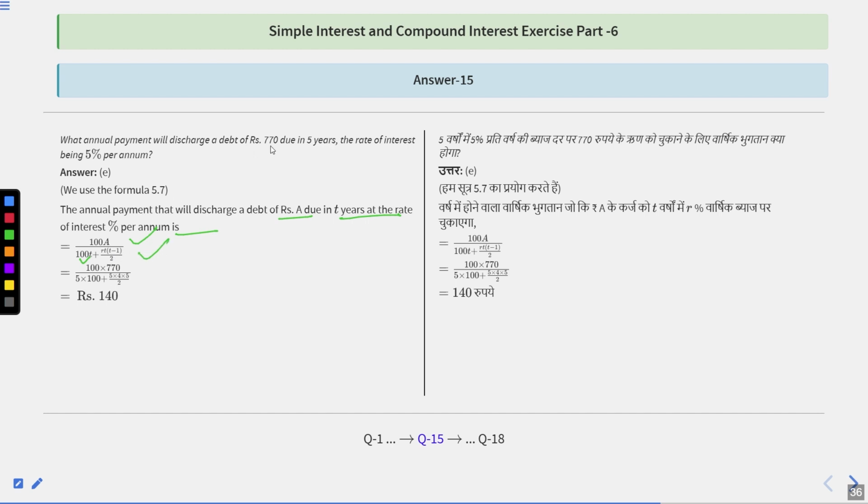Clear? Our debt is rupees 770. So we can write 100 into 770 upon 5 into 100 plus 5 into 5, since time is 5 years and the rate of interest is also 5, into T minus 1, which is 5 minus 1, equals 4, by 2. When we calculate it, we get the installment, which is 140 rupees. So E is the correct answer.